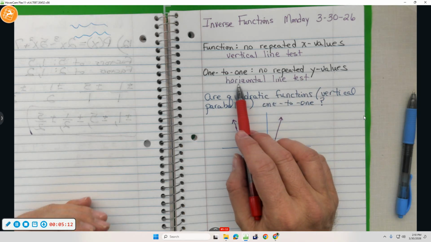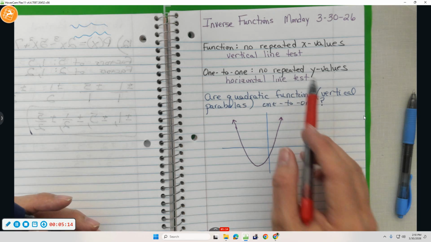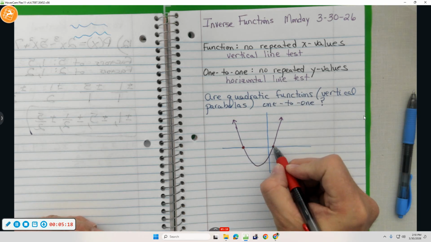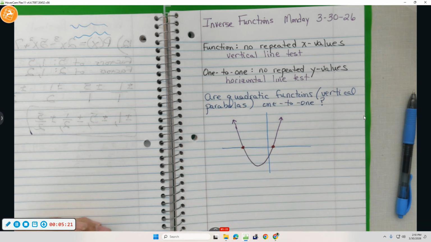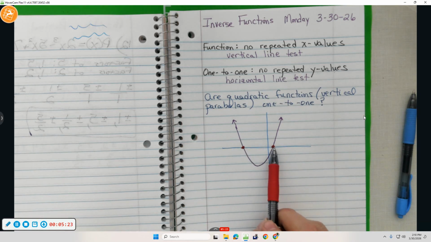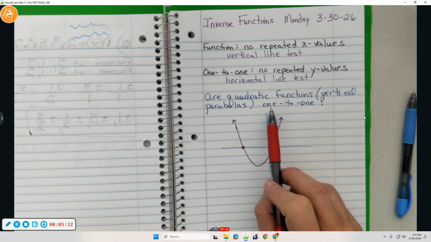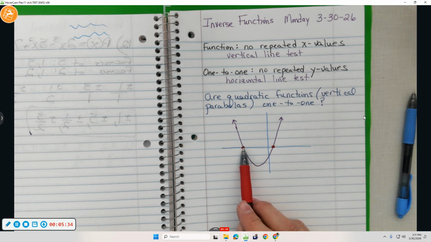And I wrote this horizontal line test. What am I trying to say? Like, look right here at the x-axis. Do we have repeated y values right there? Look at this point and this point. What's this y value right here? All we know is that it's the x-axis. We don't know the x-coordinate, but we know it's negative. But what about the y-coordinate? What's the y-coordinate here? They're both 0.